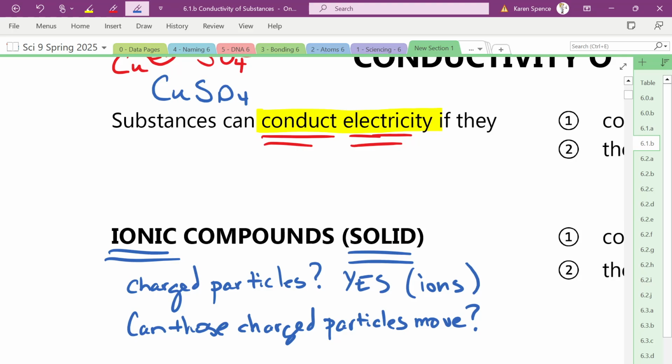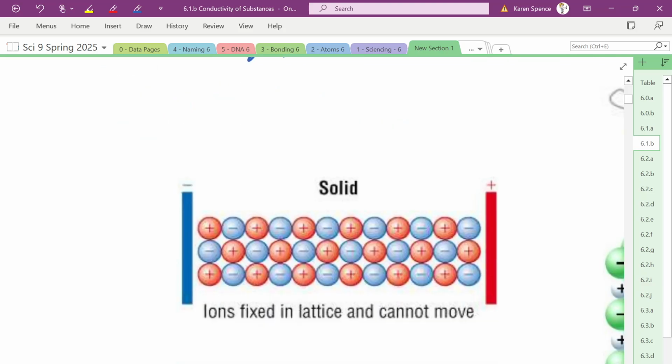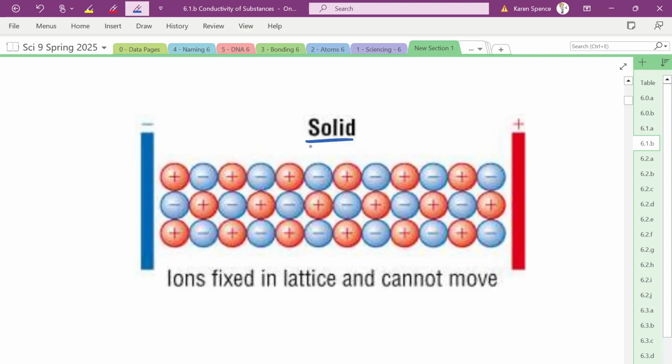I see Fernando shaking his head. Why not? Because it's a solid, right? Within a solid, particles don't move from here to there. They just jiggle a little bit, right? They're locked in place. And if you remember, we've got our crystal lattice structure. The ions in a solid are fixed.